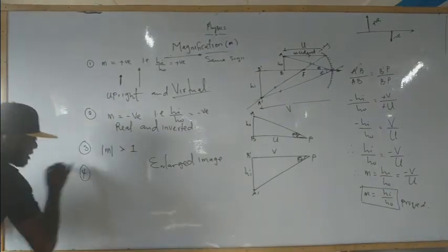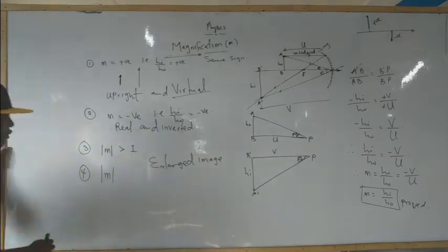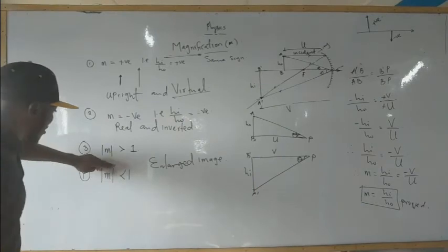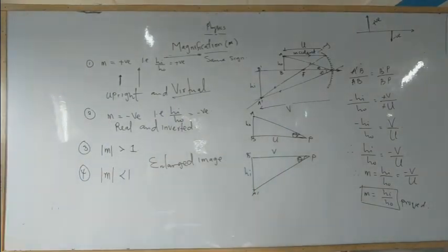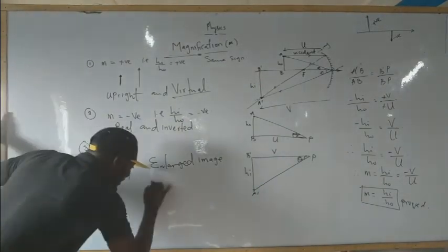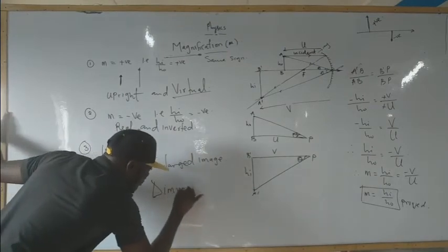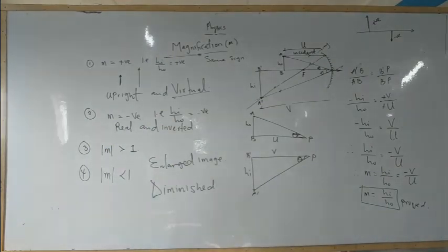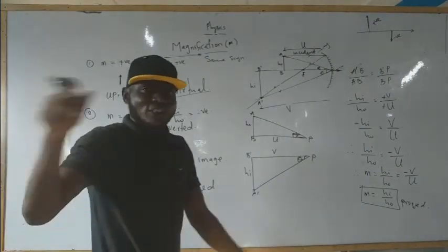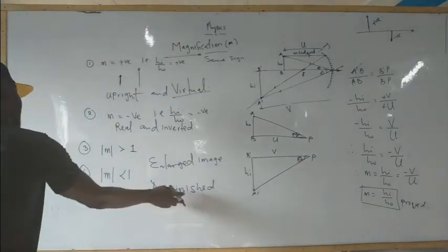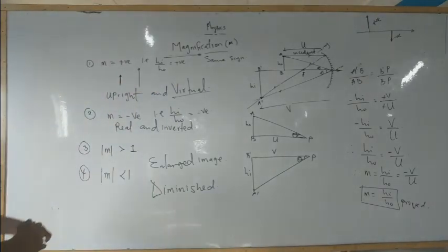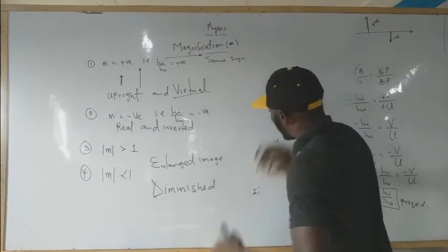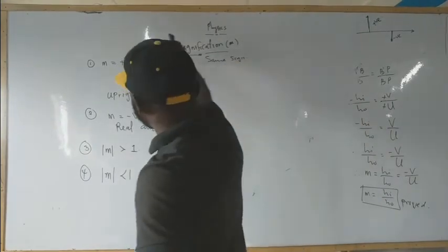The last one on the list, when the magnitude of magnification is less than 1, this should be diminished, and not point size. When you say point size, that is very, very small, not just very small. So it will be diminished. That is when magnification is less than 1. So I'll take this again. Positive, same direction.